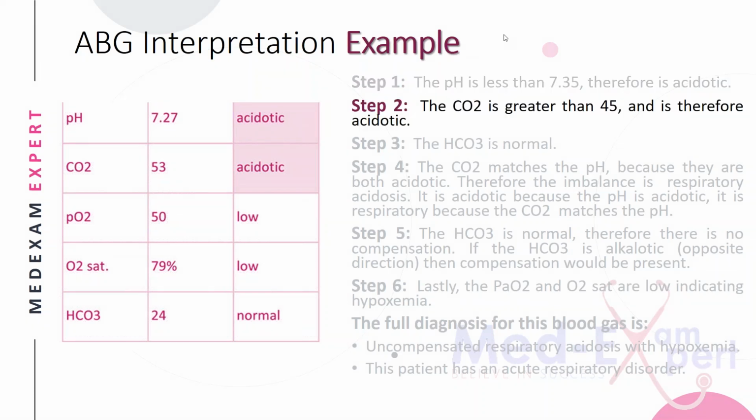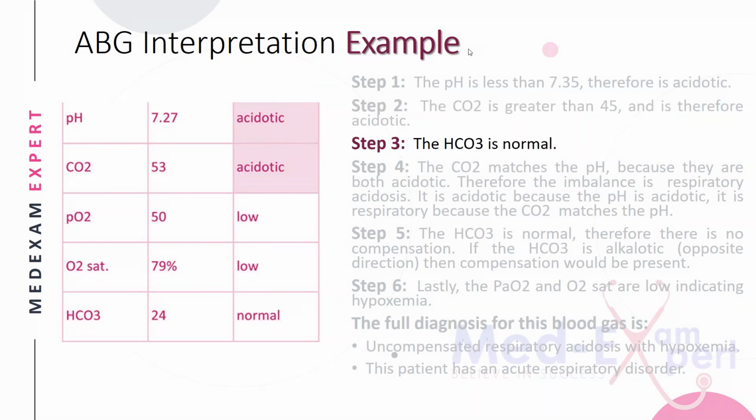Here, I will check the first arm, which is the CO2. Here, the CO2 is 53. So I know that CO2 is from 35 to 45 and 53 is much higher. So the CO2 usually favors the acidity. So I'm going to note down that the CO2 is also acidotic and go for the third step.